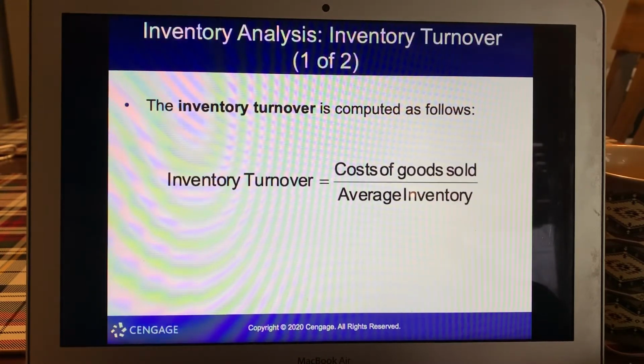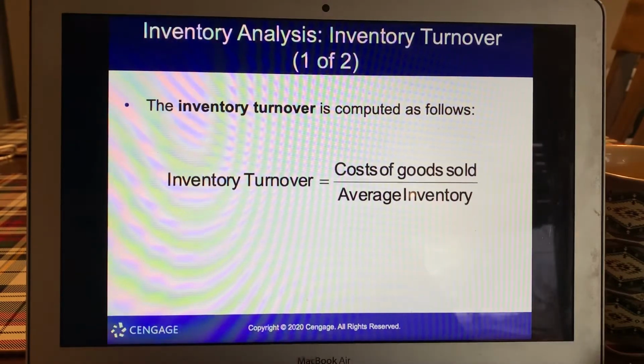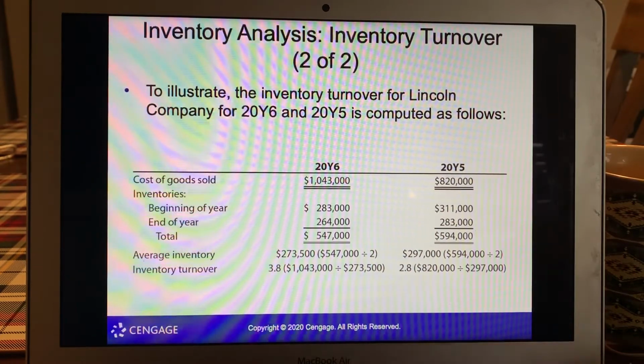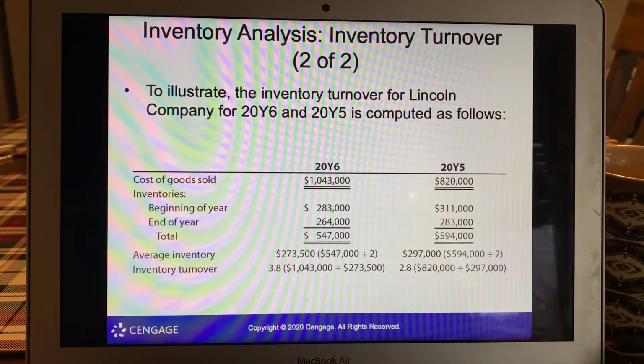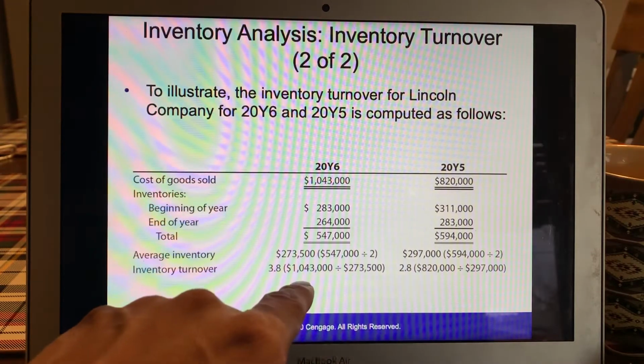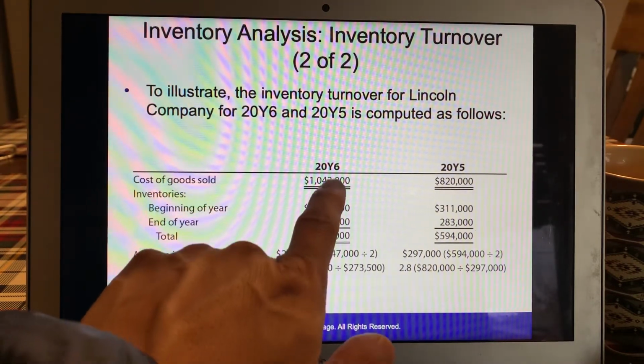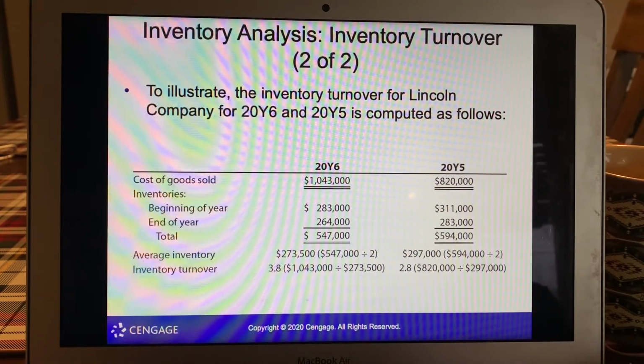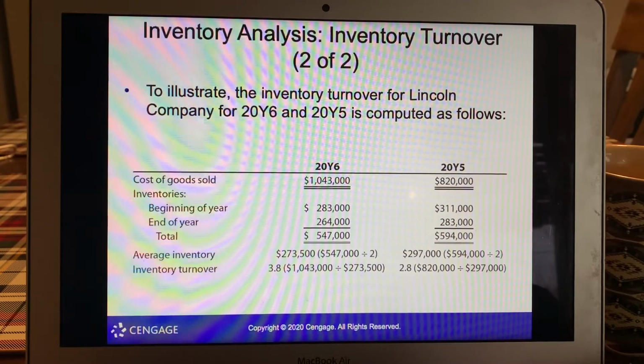So inventory turnover is cost of goods sold divided by average inventory. So here's an example. So COGS is 1,043,000. Previous year is 820. Beginning of the year is 283. And end of year is 264. So total is 547. Previous year was 594. Average inventory is 273, which we get by taking this number divided by 2. Same with this number. So then we take this number divided by that, which gives us 3.8. So 2.8 as well. Okay. So there's how you calculate inventory turnover.